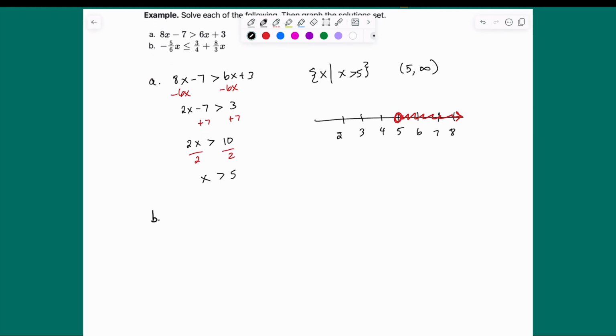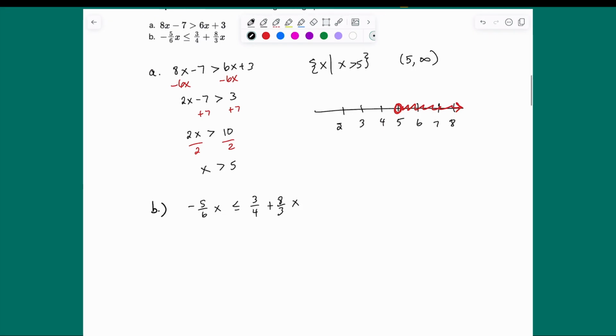Okay, so for part B here, we have negative 5 over 6 x less than or equal to 3/4 plus 8 over 3 x. Okay, so since these have fractions, I like to build up each of these fractions to have the same denominator. In other words, the least common denominator.